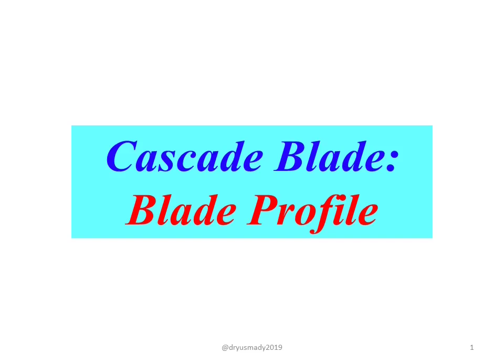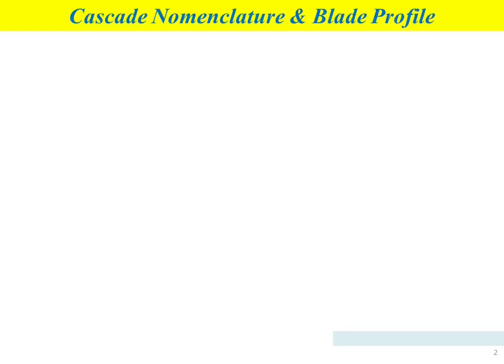So let's start with chapter number 2, part number 2. The title for this part is the cascade blade profile. In this slide we will learn how to characterize the specific shape of a blade. Now it is about the cascade nomenclature and also blade profile.